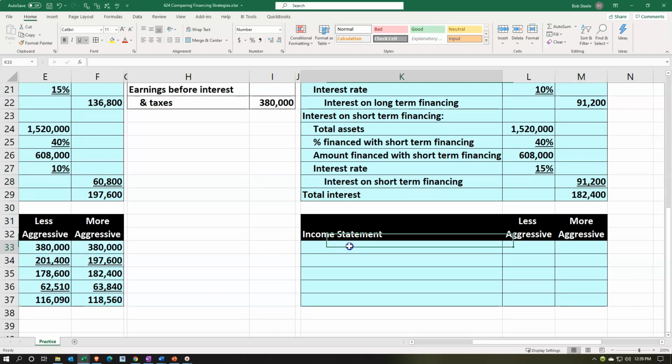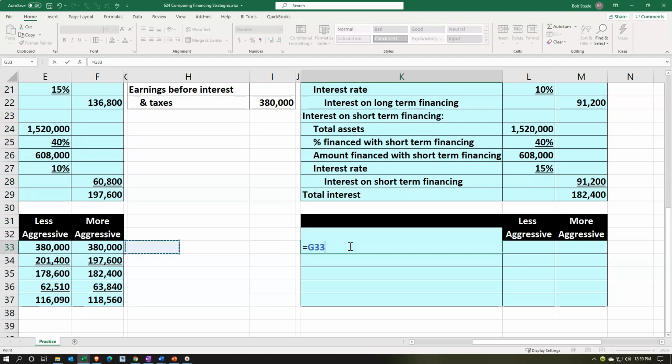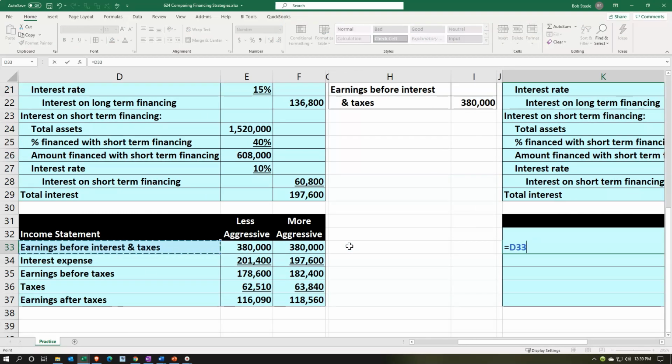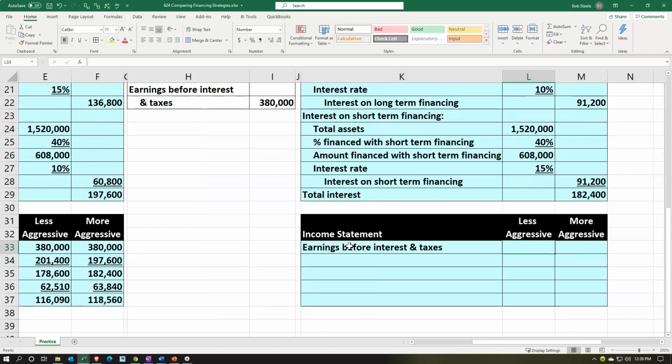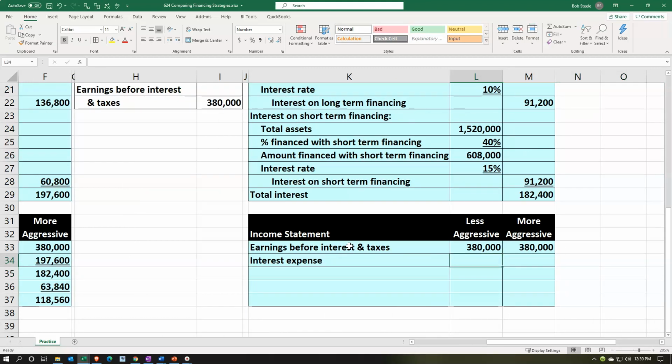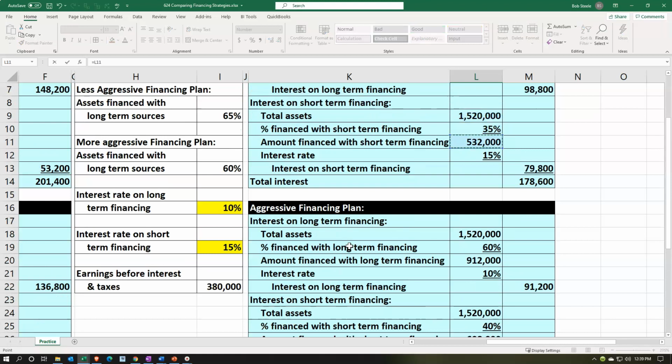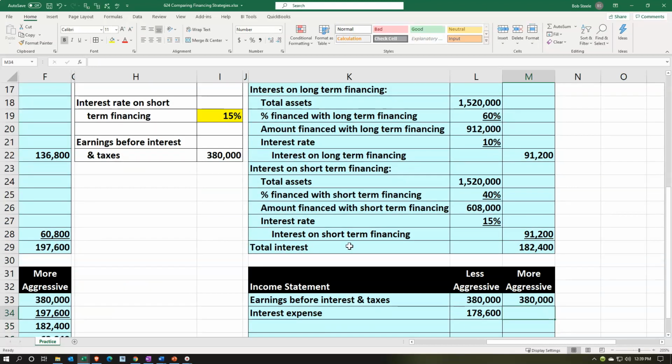And then we're going to go down, and we're going to say that now we can make our income statement, same kind of thing. This is going to be equal to the earnings before interest and taxes, same starting number here. I'm going to say this equals that one. Then we've got the interest expense, this is the thing that's going to change. This is why we did the worksheets. Equals, on the less aggressive plan, what we came up to on the less aggressive plan, 178.6. More aggressive plan equals 182.4.